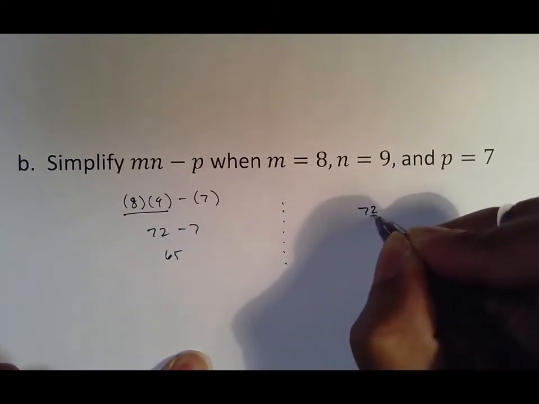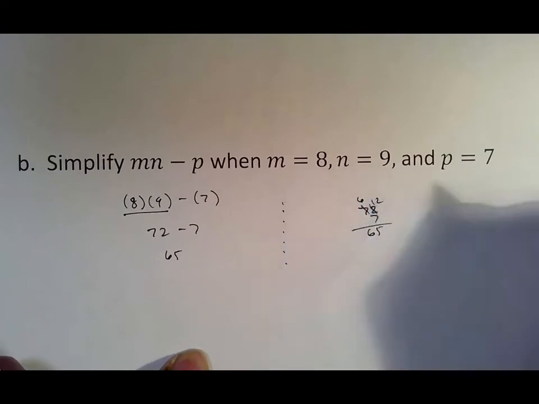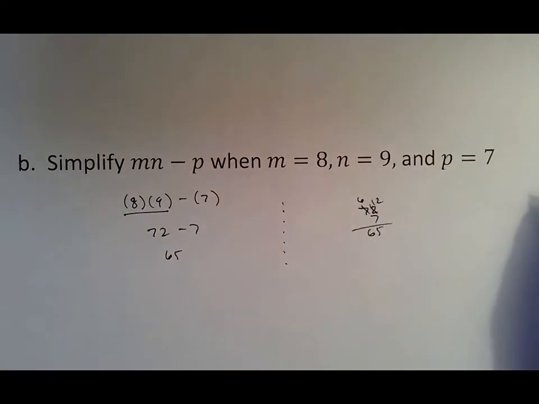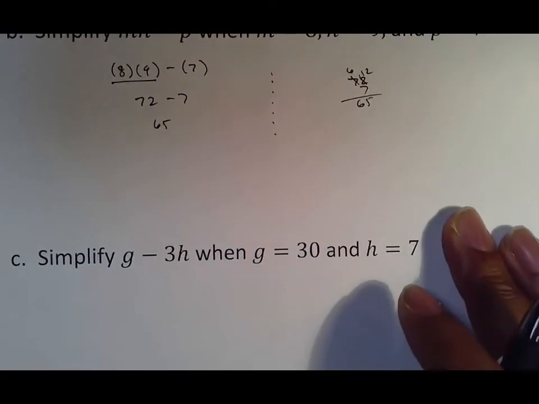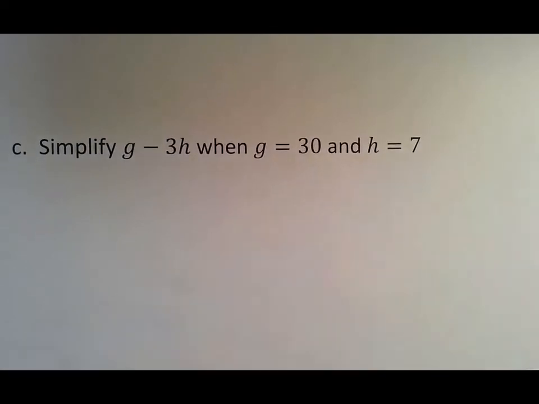Or you could go over to the side and do this. However you want to do it, it's up to you. Or you could use your fingers and count backwards. However you need to do it, just get that thing done and make sure you're careful about getting that down. Once again, go ahead and pause the video, try letter C, and then see how you do.